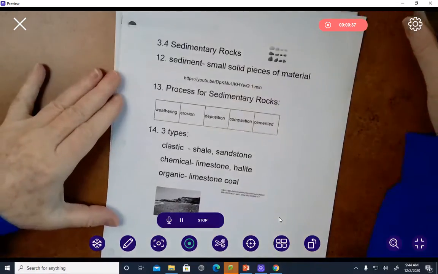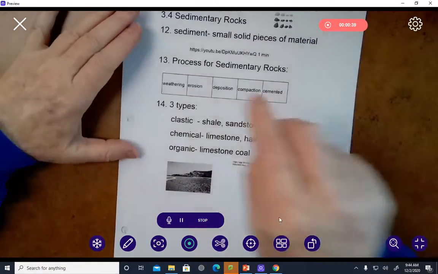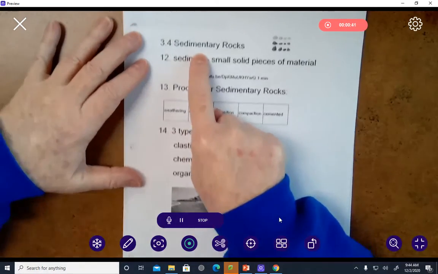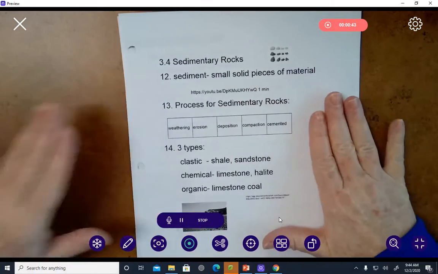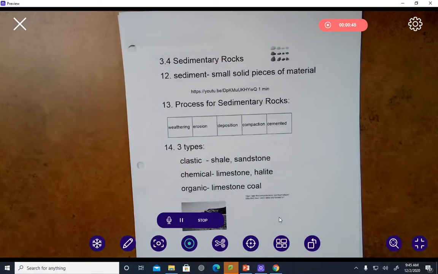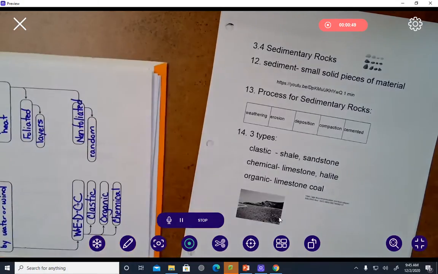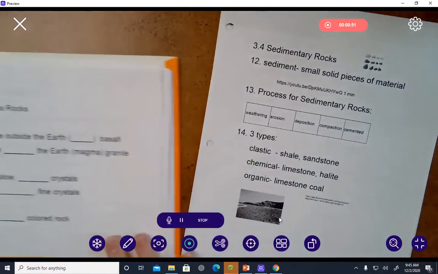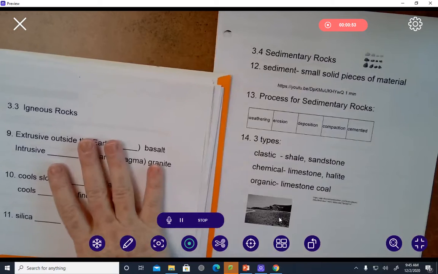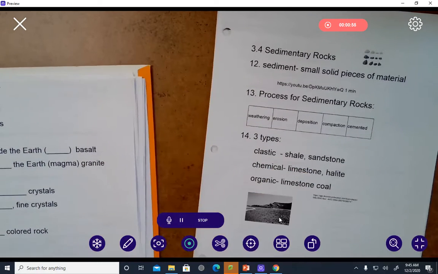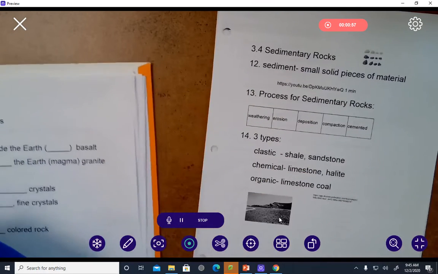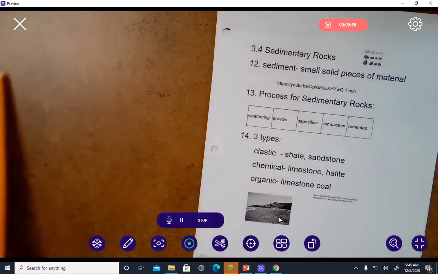Okay, so if you'd like to copy notes 3.4, after you copy them, you would place them in your science folder on the keep side there. That's what we're going to do, because here's mine from igneous rocks. So the sedimentary rocks, you would want to keep in there so that you could study those.